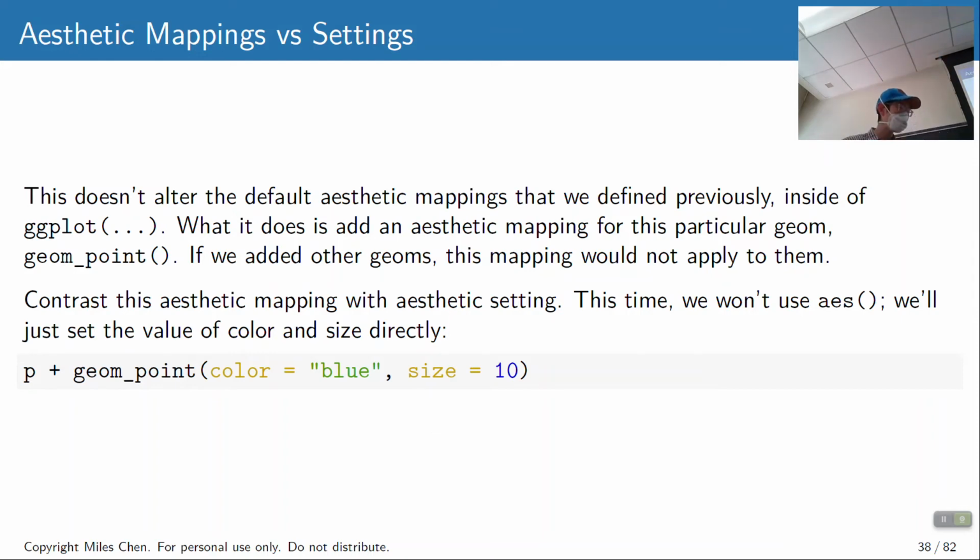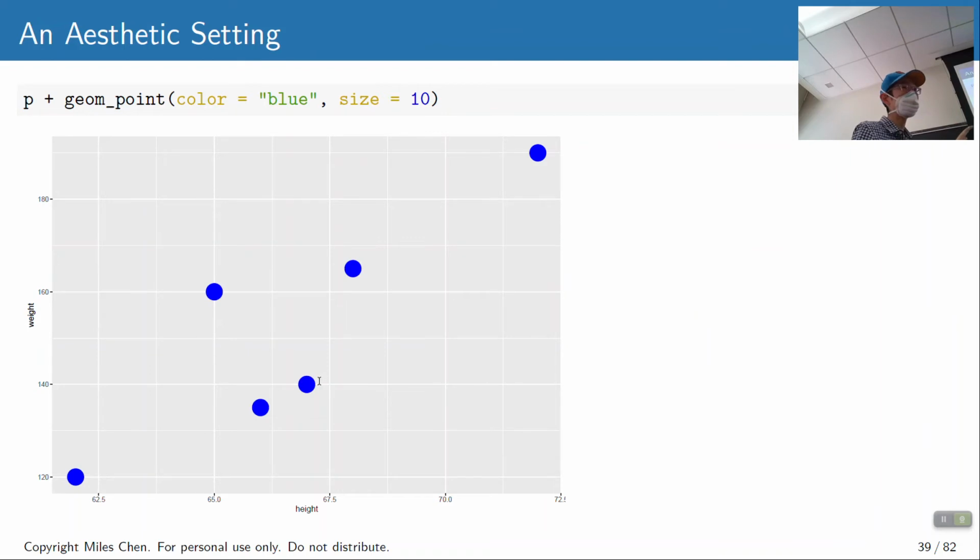Settings are different from aesthetic mappings. Settings are settings. There is no data information carried in the setting, right? So when I say geom point size equals 10, color equals blue, we are going to set all of the values to be blue, set all of the size of the points to be 10. And it's going to look like this. But there is no information of the data being carried in either the color or the size of the point. The color blue doesn't represent anything from the data. Every single point is blue. The size 10 doesn't represent anything in the data. Every single point is the size 10.